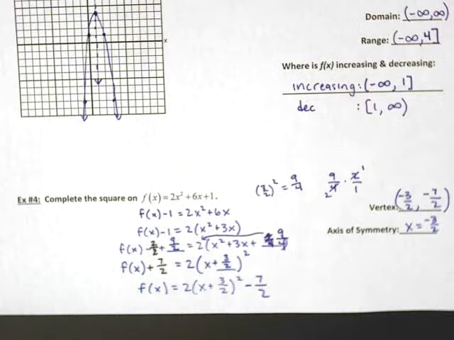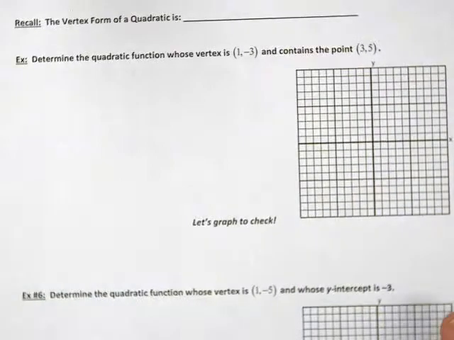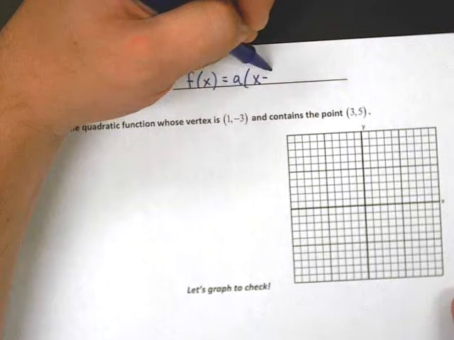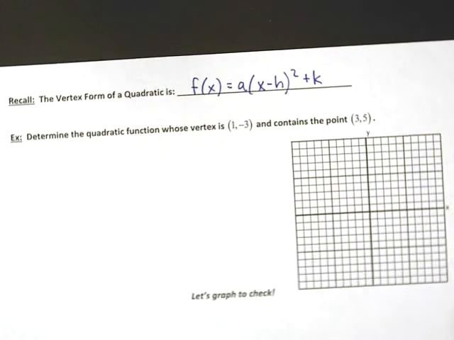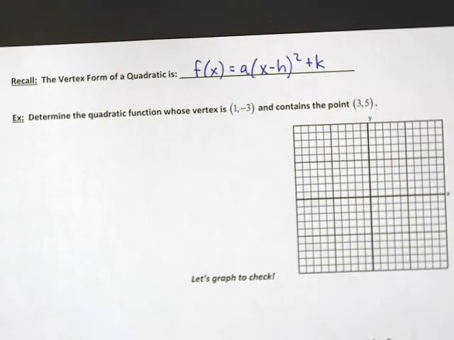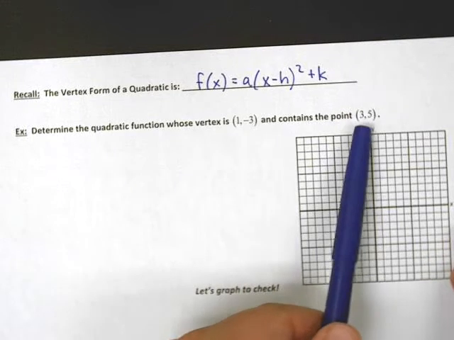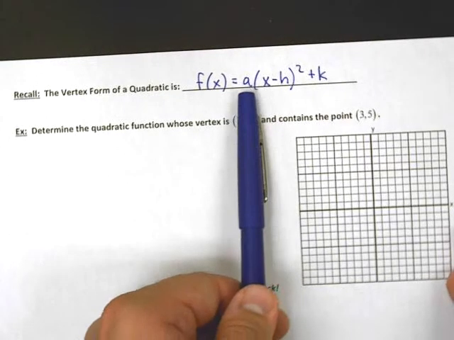Okay, now we're going to do one more problem. I'll save one for class. At the very top, hopefully we remember and are starting to become used to writing it: f of x equals a times x minus h squared plus k. Vertex form is always going to be that. Now, determine the quadratic function whose vertex is 1, -3, and contains the point 3, 5. Basically what I want you to understand here is that I'm giving you an h and a k. I'm also giving you an x and a y, which means all I'm missing is a. We need to find the a.